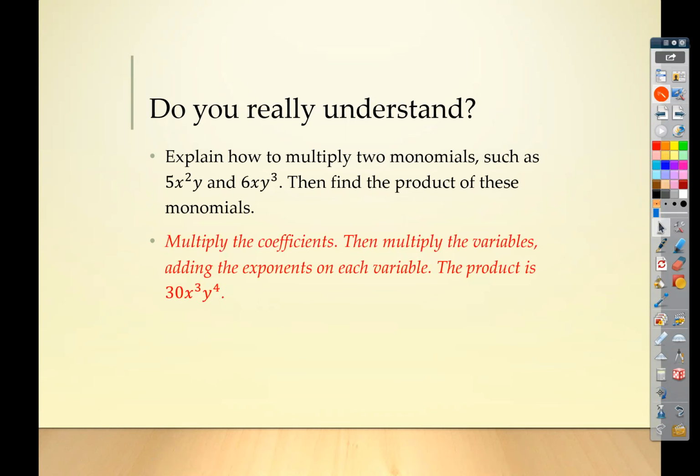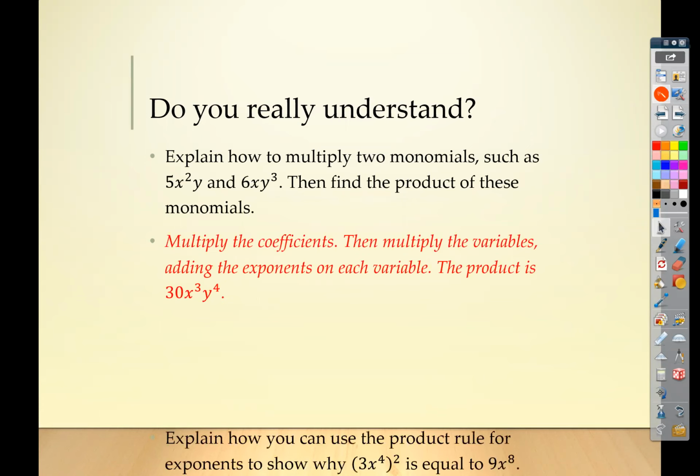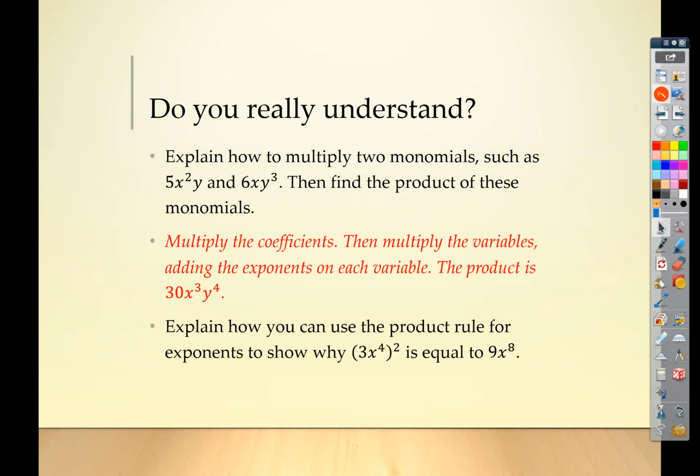So you multiply the coefficients. When you multiply the variables, you would add their exponents. So the product is 30x cubed y to the 4th. Explain how you can use the product rule for exponents to show why 3x to the 4th squared is equal to 9x to the 8th. Squaring 3x to the 4th is the same as multiplying it by itself. So that's why you can do that.